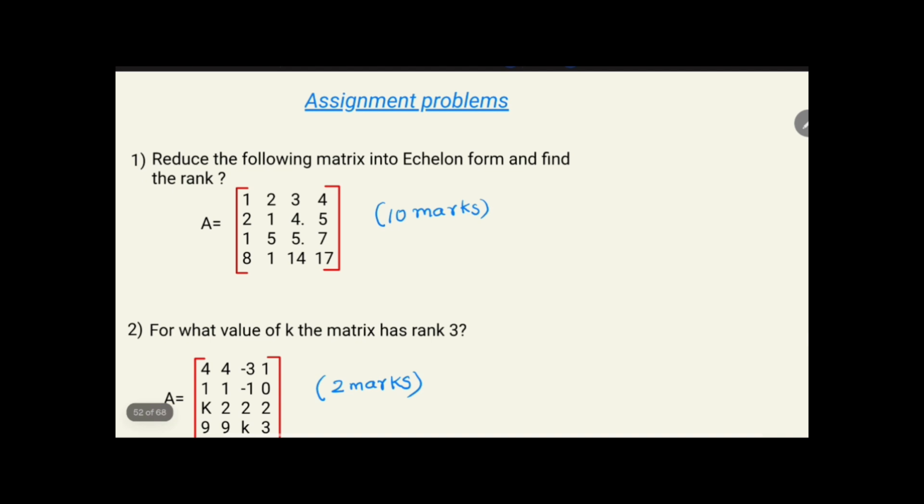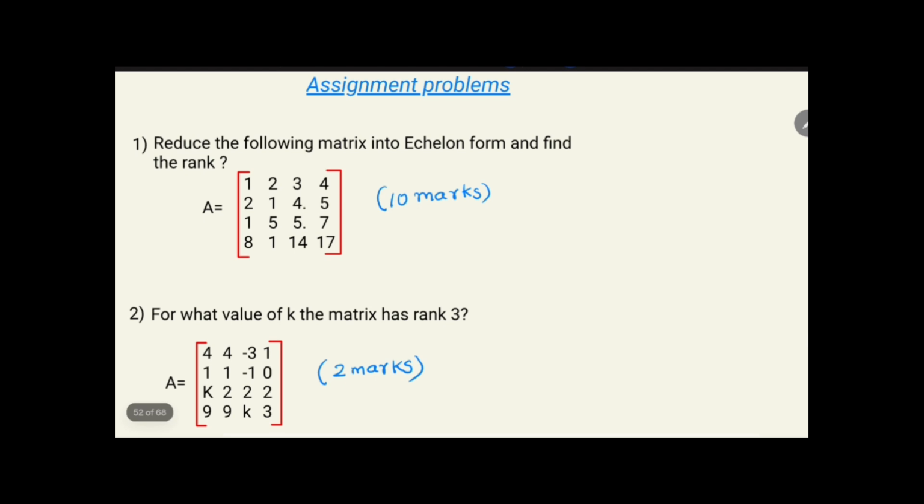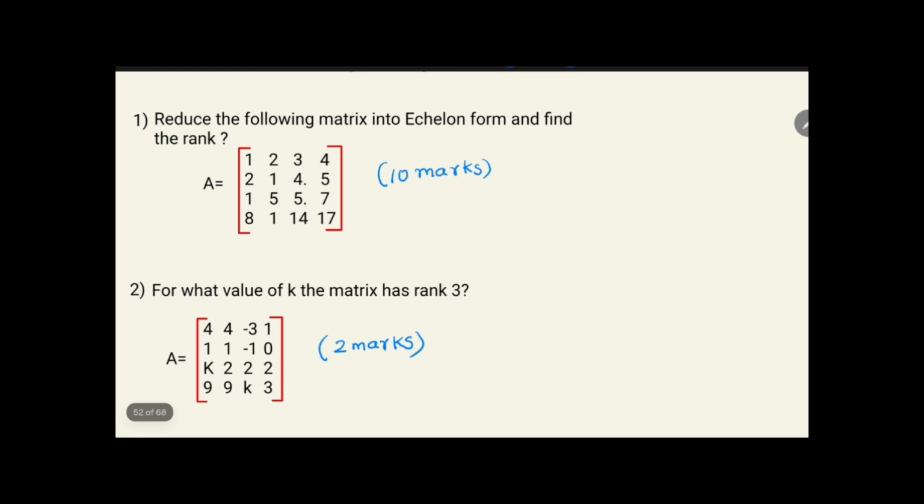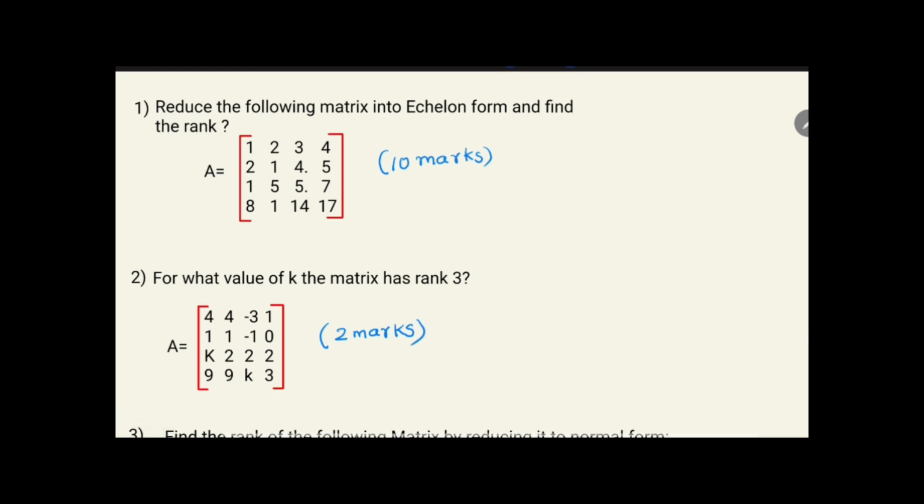Now these are some assignment problems for you in order to practice. Okay, the first one is we have to reduce it into echelon form and then find the rank. So for echelon form, first you have to make the elements which are below the diagonal elements 0, that is upper triangular matrix. So this element 1 2 3 4 5 6, you have to make this 0, echelon form, and then find the rank. Rank is nothing but number of non-zero rows.